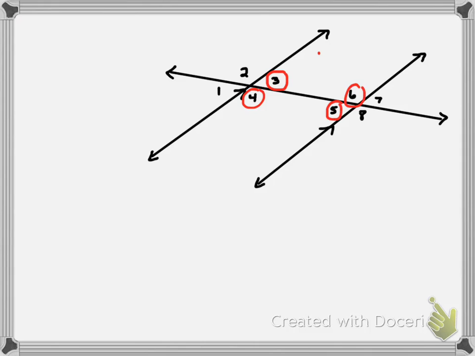Alright, these 4 angles are called my interior angles. Obviously they're called interior angles because they're on the inside, in between the parallel lines. These 4 are called my exterior angles, obviously because they're on the outside of the parallel lines. So I have interior angles in between the parallel lines and exterior angles outside the parallel lines.